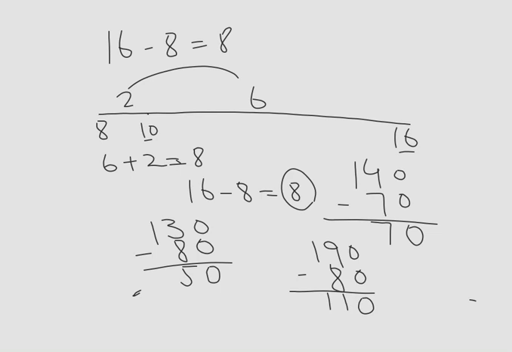In the next method, that is the rounding method, what you have to do is round the numbers. Suppose we have 24 minus 9. How are we going to do it? We will round this 9 to the nearest 10. So that is 24 minus 10.